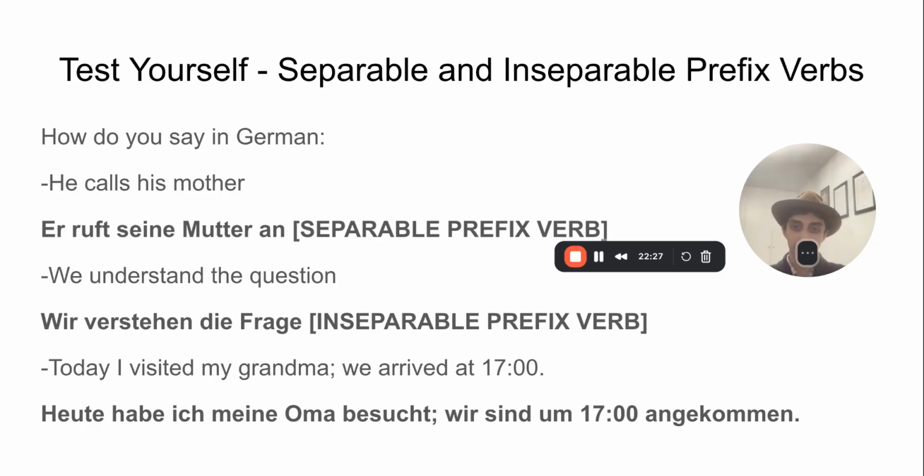The second verb then, to arrive, that is ankommen in German. Unlike besuchen, an is a separable prefix. So ankommen is a separable prefix verb, and therefore, in the perfect tense, the separable prefix goes to the front of the past participle, followed by ge, and then the rest of the past participle. So if we put it together, that past participle goes to angekommen. That's for a separable prefix verb.